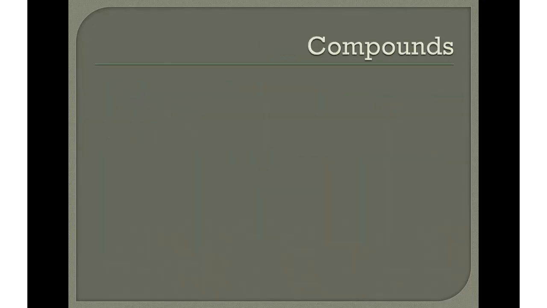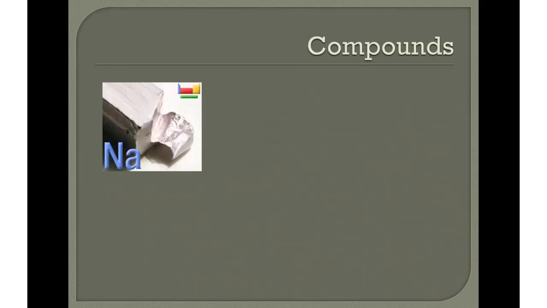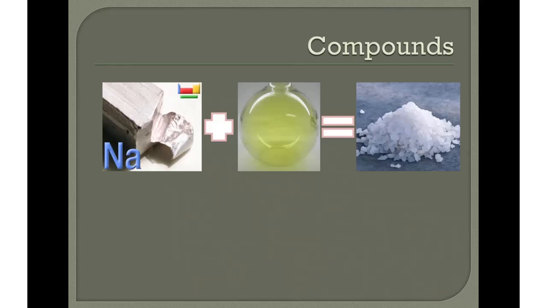Okay? So the properties of compounds are different than the properties of the elements it is made up of. For example, we have sodium, that's really a metal, and chlorine, that's a gas. But when you put them together chemically, so after it goes through a chemical reaction, we have sodium chloride. And you guys know what sodium chloride is. That's salt, table salt, right? So the properties of the elements are completely different from the properties of the compounds. You get something completely new, okay? You can think of properties like characteristics, all right?